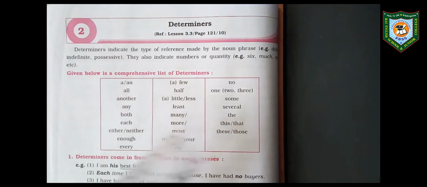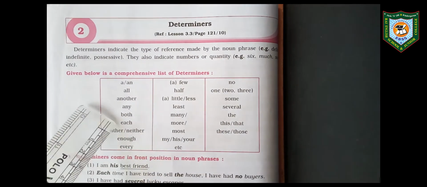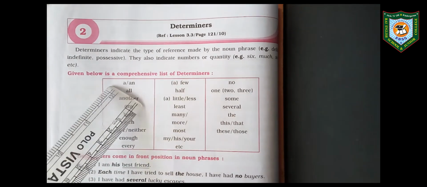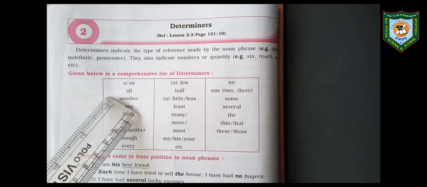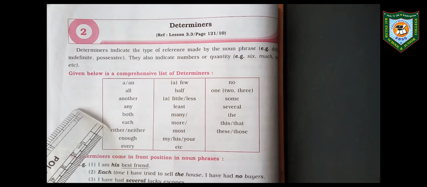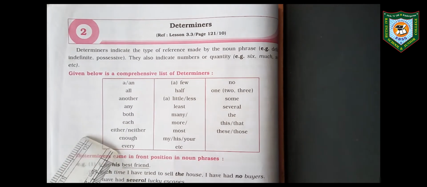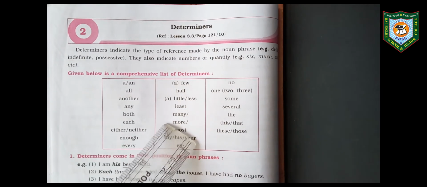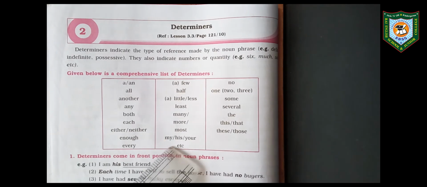Now see, it is very easy to find out determiners. There is one chart given below, and this is the list. This is a list of determiners. A, an, we already learned about it. It is an article. All, another, any, both, each, either or neither nor. Enough, every, few, half, little, less, least, many, more, most, my, his, your, etc.